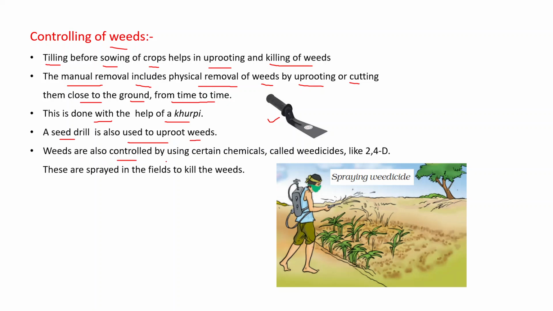Weeds are also controlled by using certain chemicals, which are known as weedicides, and this is 2,4-D. This is one of the examples of weedicides. These are sprayed in the fields to kill the weeds, as shown in this diagram.